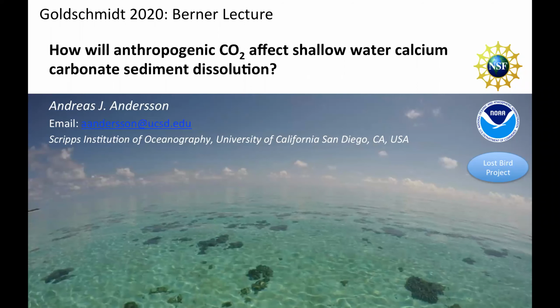I'm Andreas Andersson. I'm a professor at Scripps Institution of Oceanography, and today I will be talking about how anthropogenic carbon dioxide will affect shallow water calcium carbonate sediment dissolution. And what I mean by shallow water sediments, I'm talking about environments like the one you can see here, which is a shallow sand flat in a coral reef environment, where the sediments are made up of almost 100% biogenic calcium carbonate.